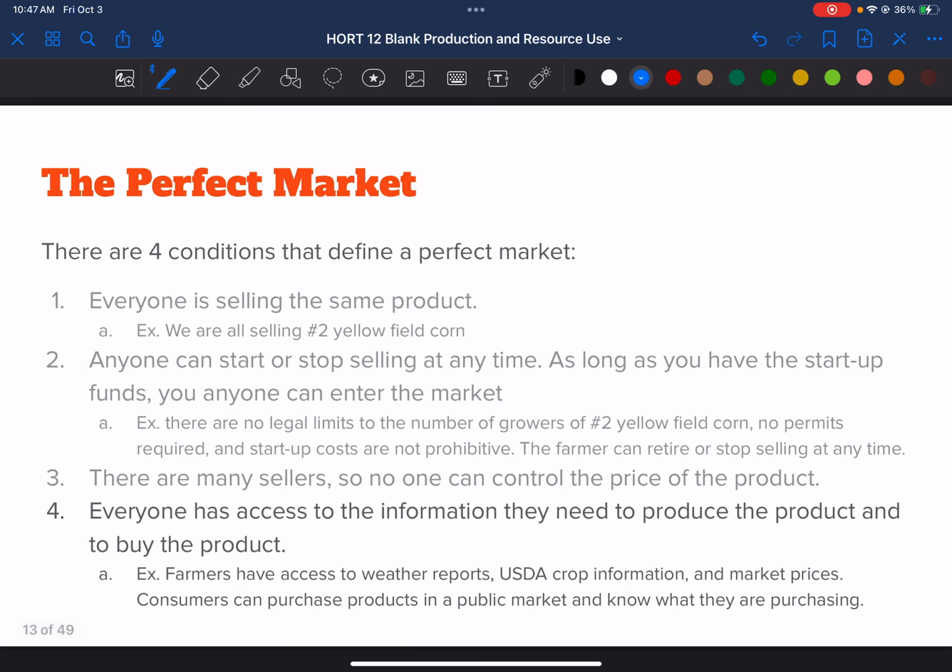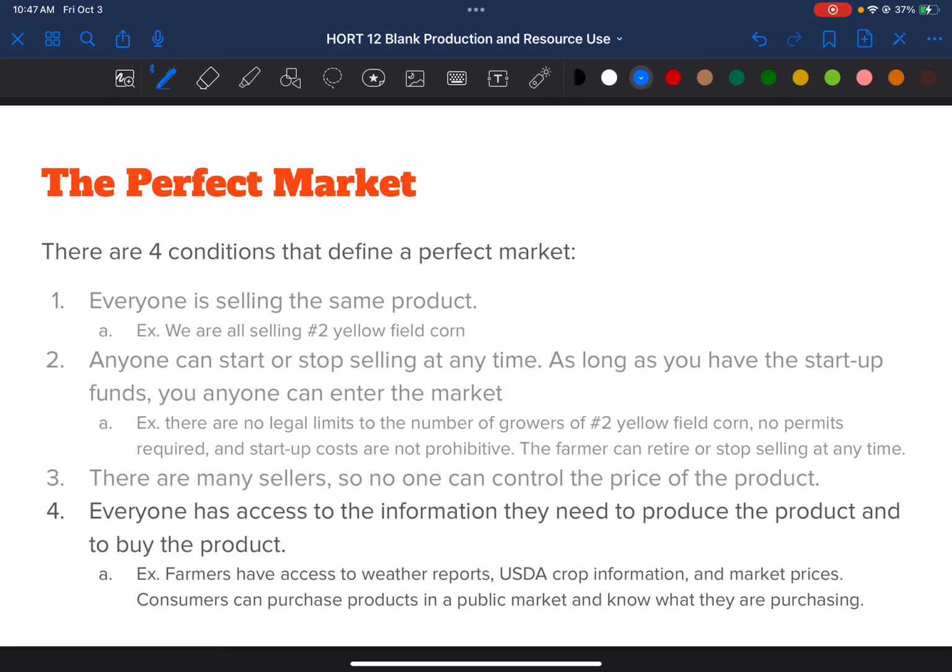The fourth condition is that everyone has access to the information they need, both to produce the product and to buy the product. So producers, like farmers, have access to things like weather reports, USDA crop information, and market prices to help them make decisions. They have all the information that they need to do their job and produce their number 2 yellow field corn.